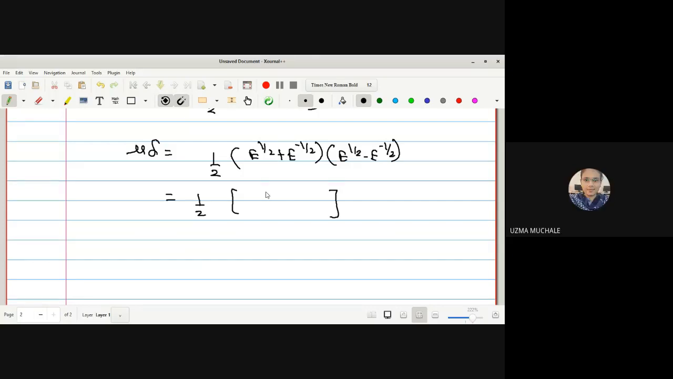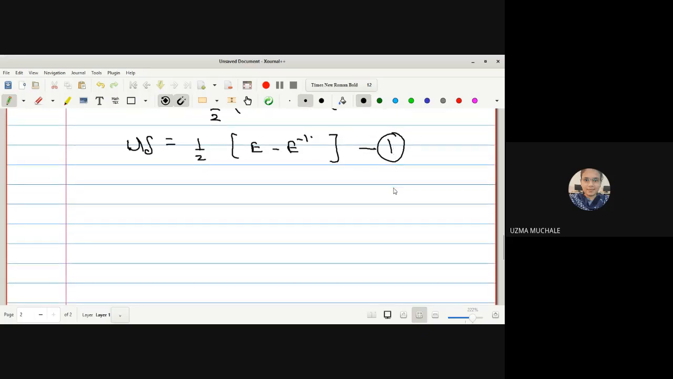Correct. By using the (a plus b)(a minus b) formula, a square minus b square. It is nothing but (a minus b)(a plus b), but instead of a and b, here we have the power 1 by 2. So hence we have found the relation: mu delta is 1 by 2 times (E minus E raised to minus 1). Let us name it as equation 1.